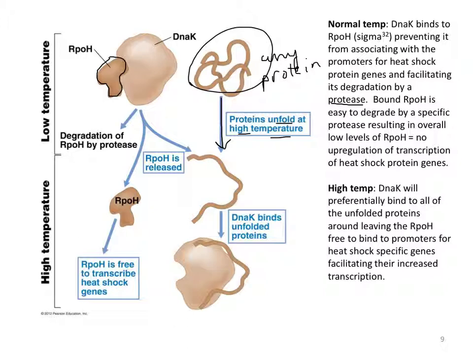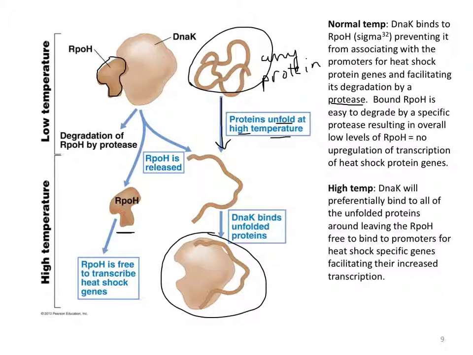So DNA-K, if it's given the choice between binding with RPOH or unfolded proteins, will always choose the unfolded proteins, forming this type of complex. Okay? And that leaves RPOH free to go off and bind the promoter regions of heat shock specific genes, thereby facilitating their transcription, and once they're transcribed, they're translated, and then we have heat shock proteins in the cells, which are available to do a variety of functions that the cell requires under high stress.